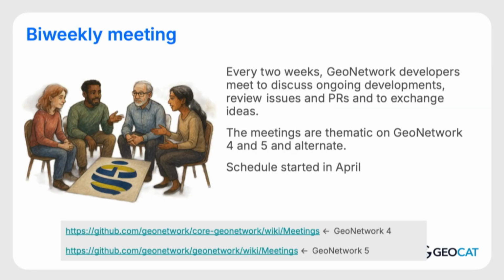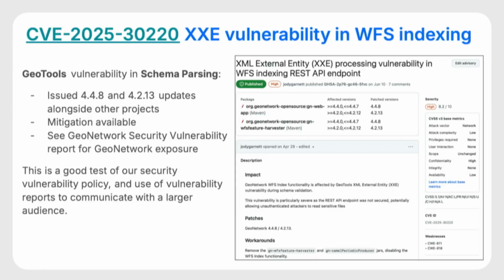With the change of leadership, we've also established some really nice communication pathways. We've got a bi-weekly meeting that is GeoNetwork 4, and then in 2 weeks' time it's GeoNetwork 5, and it alternates between those two emphases. That started in April, and we've got folks from camp to camp and GeoNetwork leading those meetings.